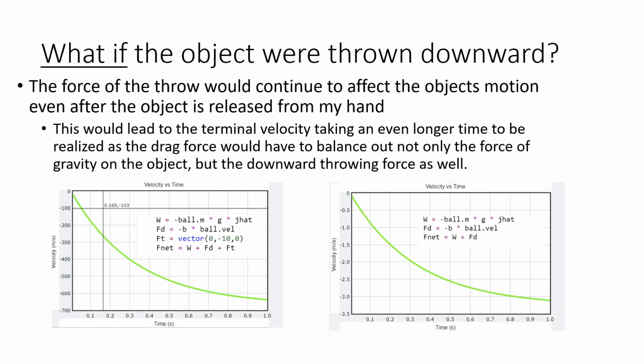And then if the object were to be thrown downward, the force of the throw would continue to affect the object's motion, which would lead to the terminal velocity taking an even longer time to be realized, as the drag force would have to balance out not only the force of gravity, but the downward throwing force as well.